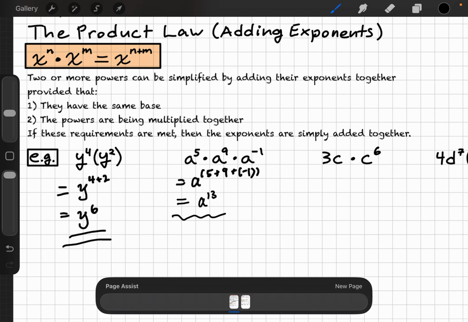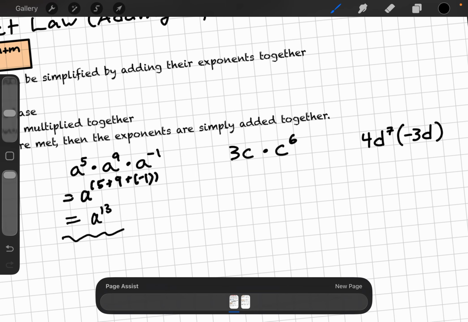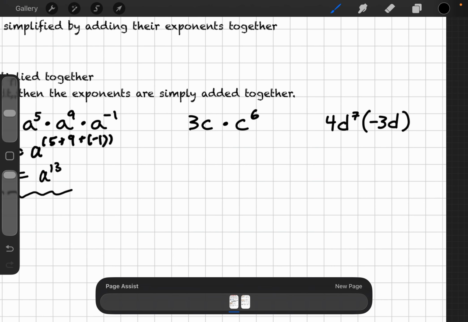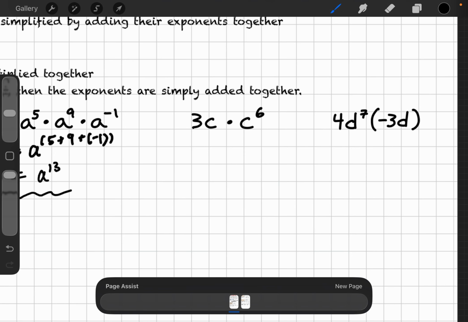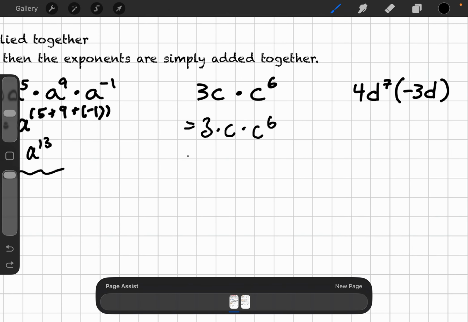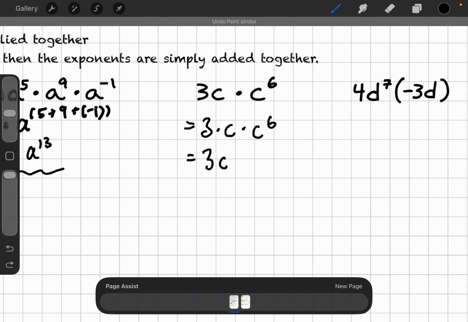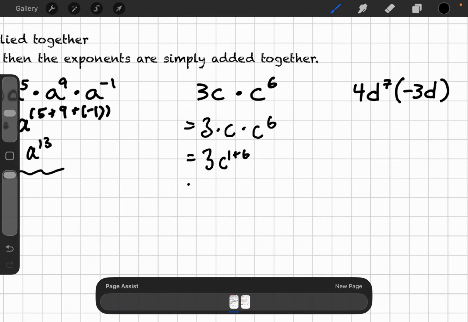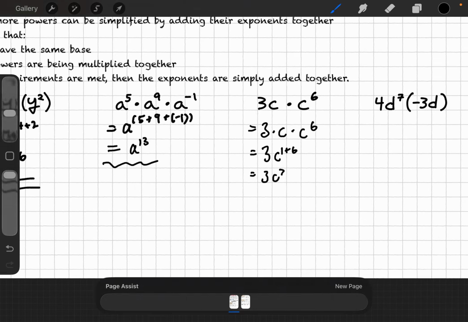This is the answer. And then the next one, we have 3c multiplied by c to the power of 6. This is the same thing as 3 times c to the power of 6. We see here what we can simplify, the exponents, the c here. This is the same thing as 3c to the power of, there's no exponent here, so we just know it's 1. So we just do 1 plus 6, which is equal to 3 times c to the power of 7. All right, much better.